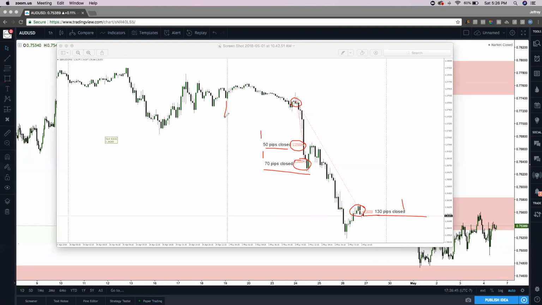This vertical line delineates one day. You could see May 1st, May 1st, May 1st. This is one day, 250 pips, one day. That's an ugly 5. 250 pips in one day.